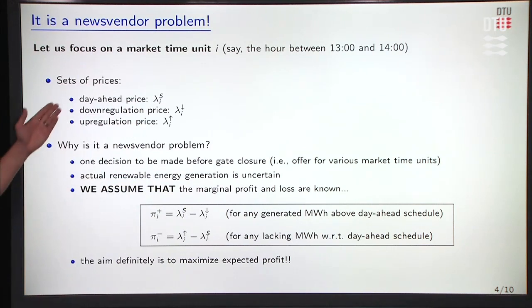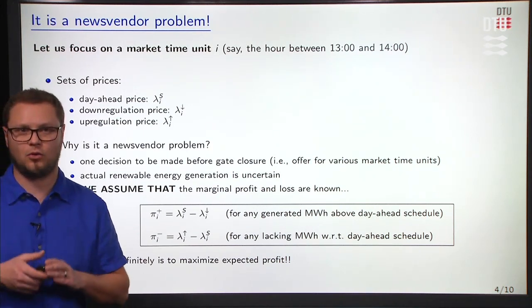We have a set of prices: a day-ahead price, lambda_i^S, a down-regulation price, lambda_i with an arrow pointing downwards, and an up-regulation price, lambda_i with an arrow pointing upwards. So why is this a news vendor problem? We have to make a decision. It's a one-shot decision to be made before gate closure.